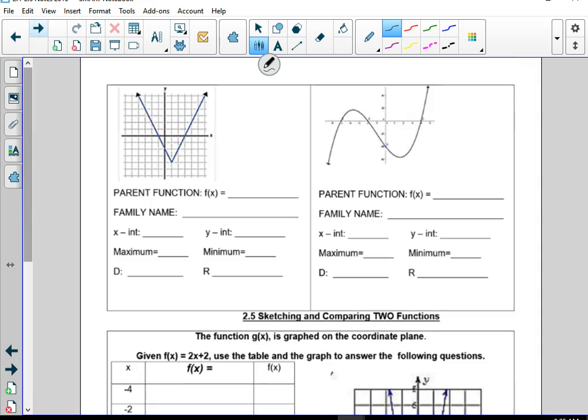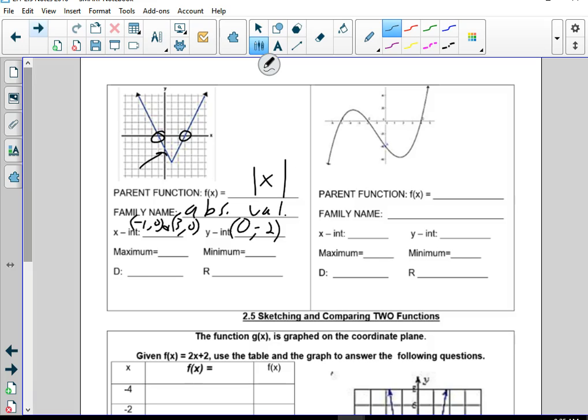Okay, moving on. Big old V. V for value. This is an absolute value. Yes, you can abbreviate there. Okay, X-intercept. This bad boy also has 2 X-intercepts at negative 1, 0 and 3, 0. The y-intercept is down here at 0, negative 2.